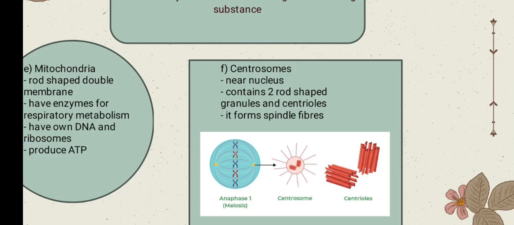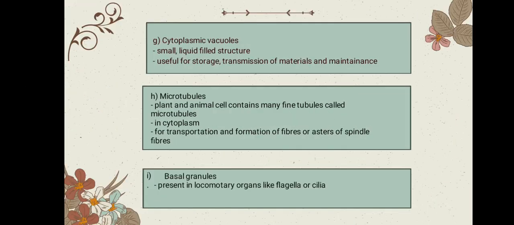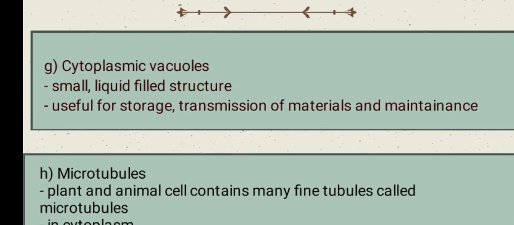Now the cytoplasmic vacuole. We studied the vacuole in the plant cell also, but it was a lot bigger compared to the animal cell. Speaking of the cytoplasmic vacuole, it is a very small liquid filled structure present in the cytoplasm, useful for the storage, transmission of material and maintenance of internal pressure of the cell, which is found in both plant and animal cells. The main difference is that in the plant cell it is very big and here in the animal cell it is very small.